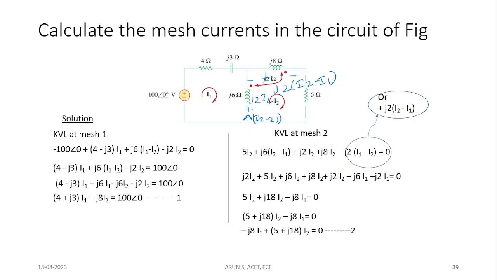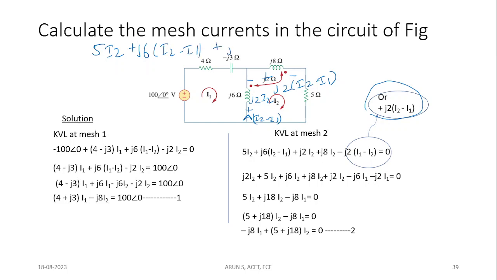Okay, J2 (I2 minus I1). Now compare the direction of I2. I2 is entering positive and leaving negative, so it is obeying the passive sign convention. So we can write plus J2 (I2 minus I1). I'll write this as 5 I2 plus J6 (I2 minus I1).